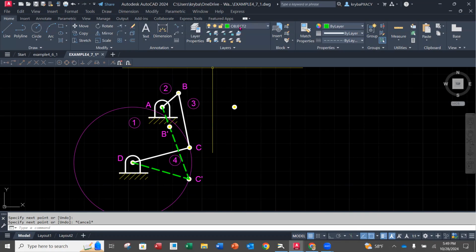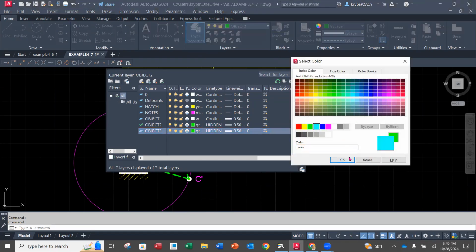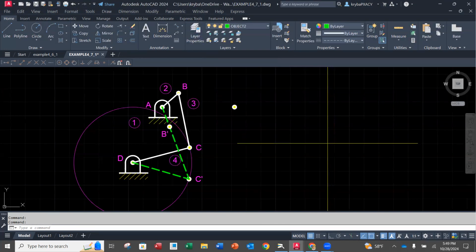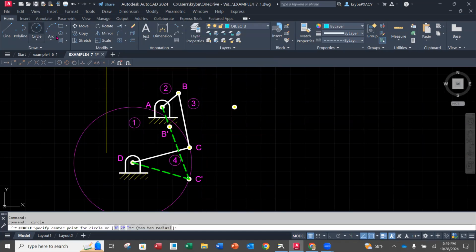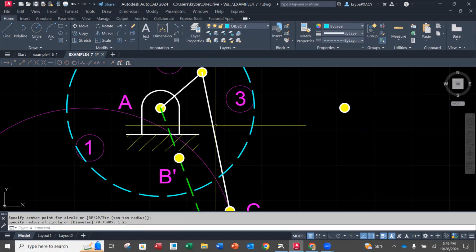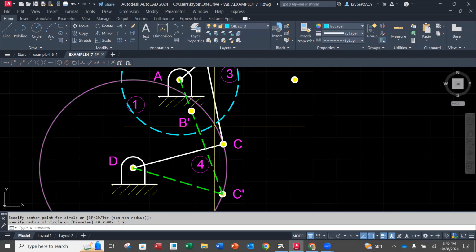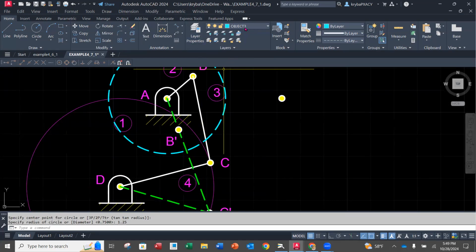1.25. So we're going to need an extra layer. So we're going to add an object 3 here. I'm going to make it that cyan color again. And I'm going to draw my circle with a radius of 1.25. Okay. And now where it intersects the path of C, which would be right here where they would come together, is going to be my nearest extreme position.